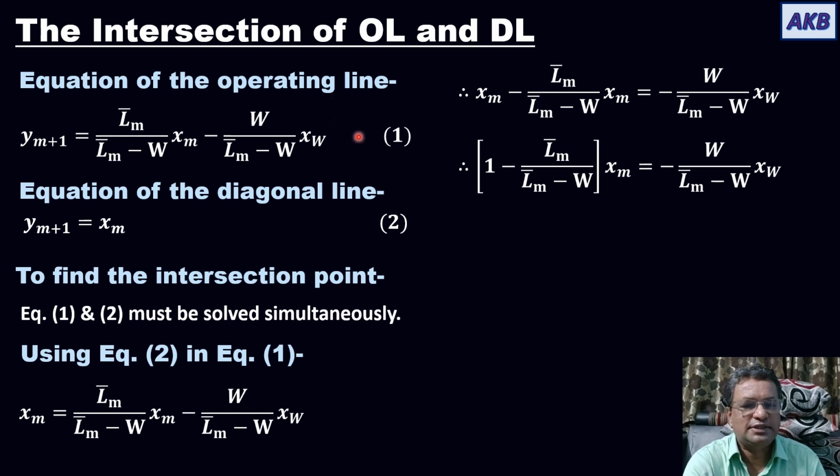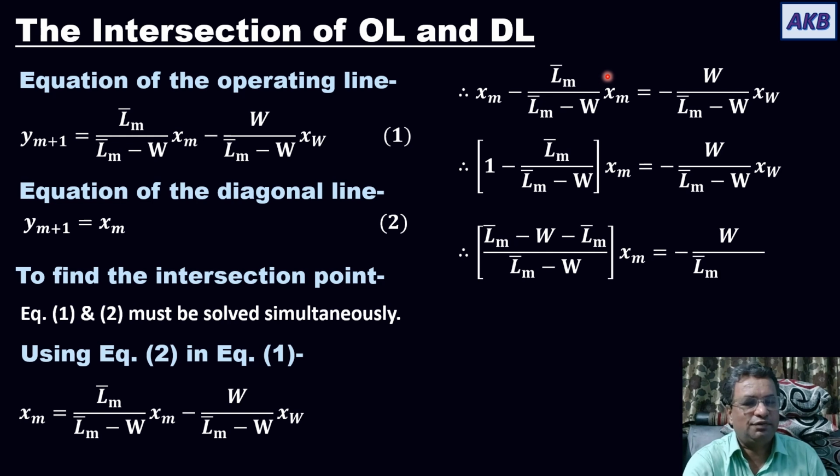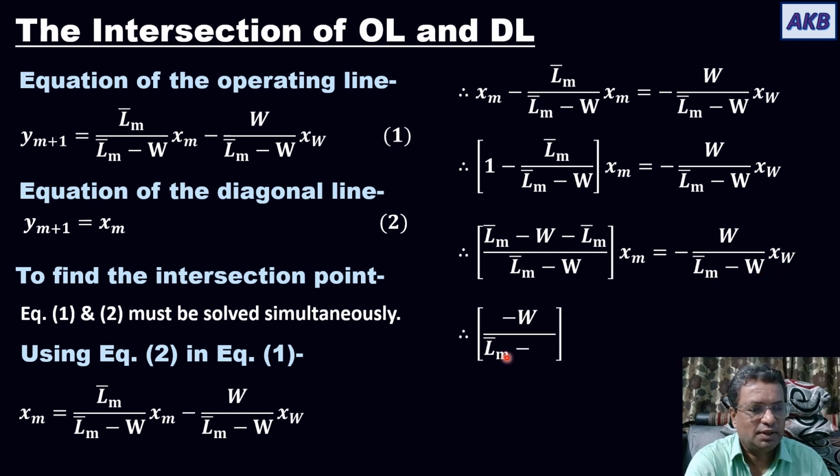Okay. In order to understand this equation number 1, please watch my previous video. I'll give the link to that video in the description section. Next, I have simplified it further. So this will be L bar M minus W minus L bar M divided by L bar M minus W into Xm. That is equal to minus W upon L bar M minus W into Xw.